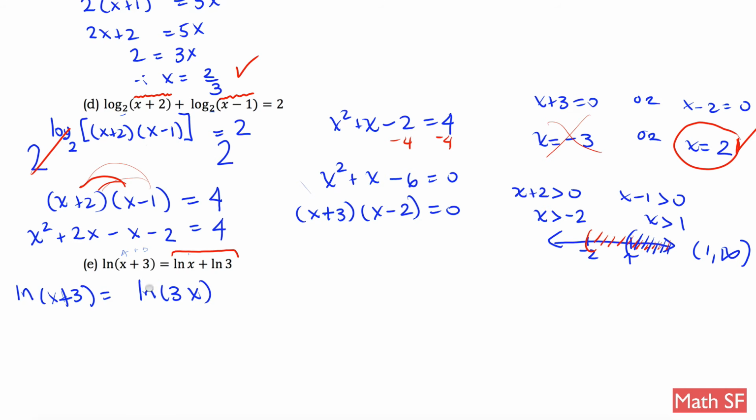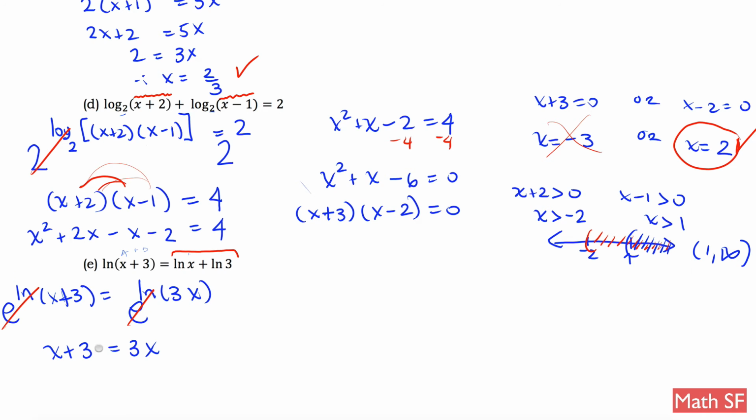Now that they have the same thing here, I'm going to get rid of this ln by just raising to the e power, right? e to this and e to that. So these guys will go away using the properties. So x plus 3 is equal to 3x. It wasn't as complicated as it looked. We just had to use some logarithmic properties here. If they're adding, they should go back to a multiplication. That's what we've been doing previously.